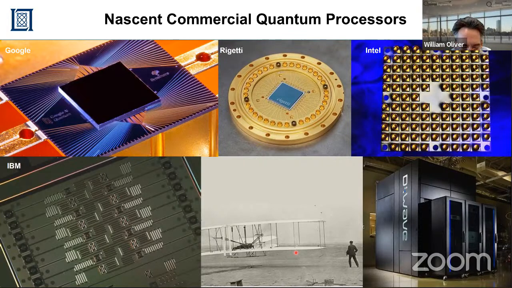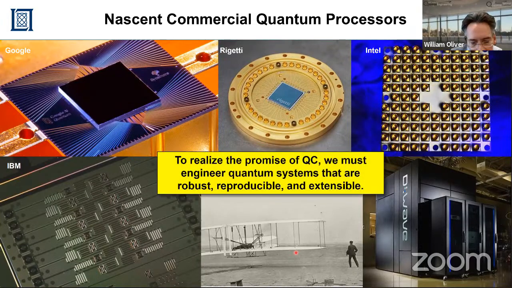And that's one analogy. And the other is that this demonstration happened, but it wasn't as though the next day everybody went out and bought airplane tickets and went on vacation in Hawaii, right? So this was a very important demonstration, but it would still take 1, 2, 3 decades of engineering and development to get to the point where we had commercial airlines, for example. So to realize the promise of quantum computing, and there is a lot of promise, we need to engineer quantum systems that are robust, reproducible, and extensible. And we're doing that right now, and it's going to take a little bit of time.